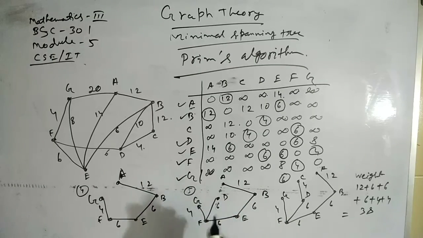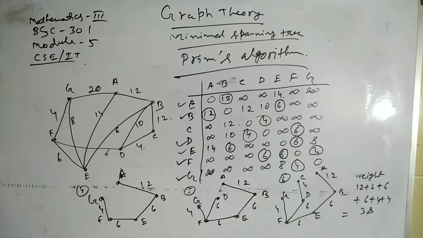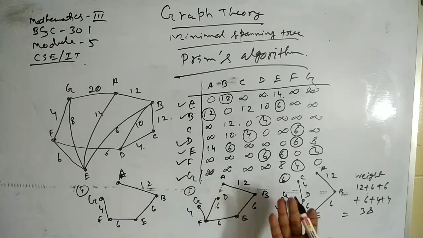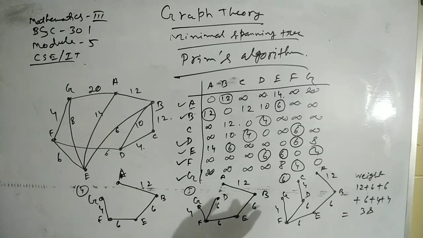In this way, you will get n-1 edges, and you have to see that when you are choosing the minimum weight, if that edge forms a cycle, then skip that weight and edge. You can choose another minimum weight, or if all the minimum weights are forming a cycle, then you have to choose the next greater weight. So this was Prim's algorithm.